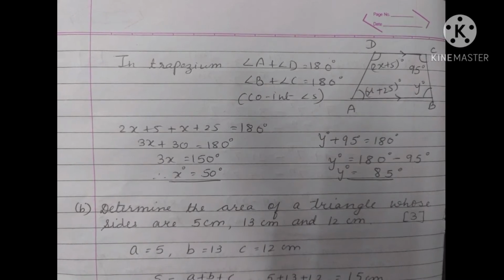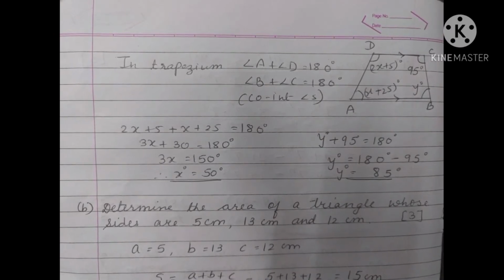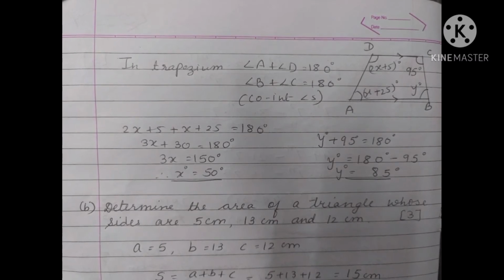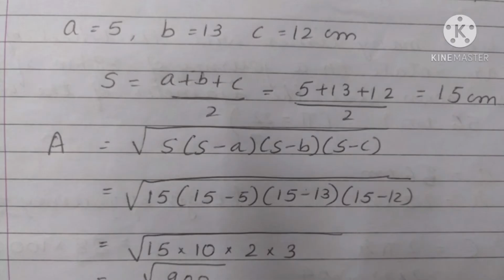Now question number B, that is, determine the area of a triangle whose sides are 5 centimeter, 13 centimeter and 12 centimeters. So this is also a 3 marks question. As per the question, I write here A is equal to 5, B is equal to 13 and C is equal to 12 centimeter. So first of all, we have to decide which type of triangle this is. All the three sides are different, means it is a scalene triangle, and we use Heron's formula to solve the question. So we find the semi-perimeter, that is A plus B plus C divided by 2.